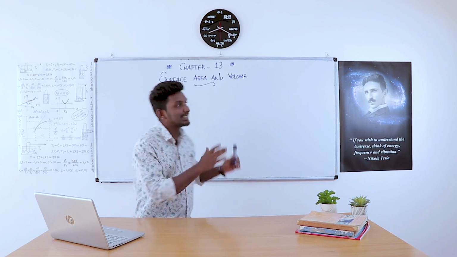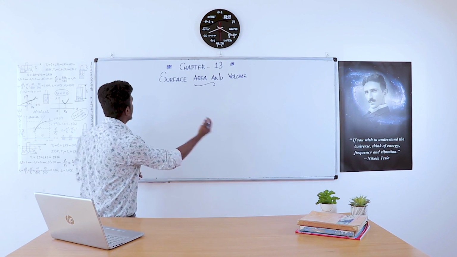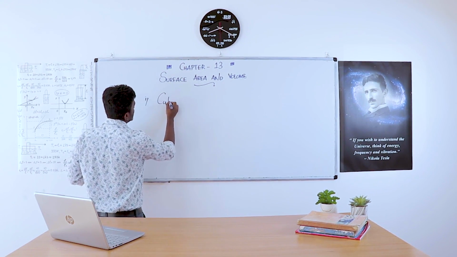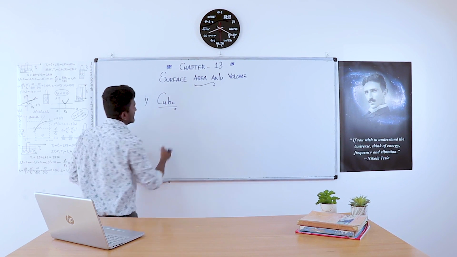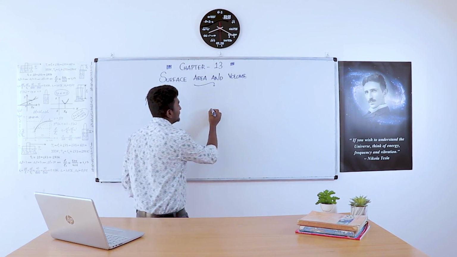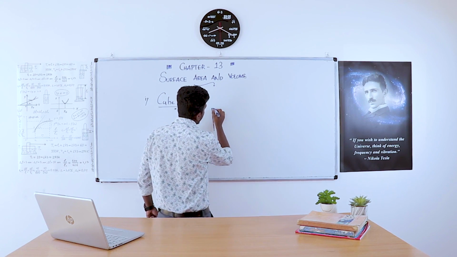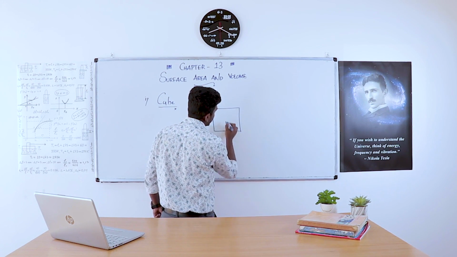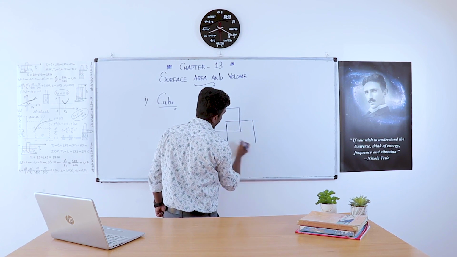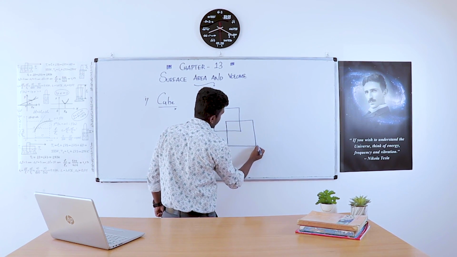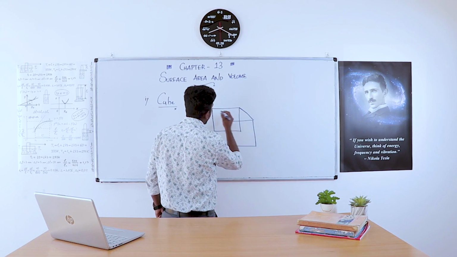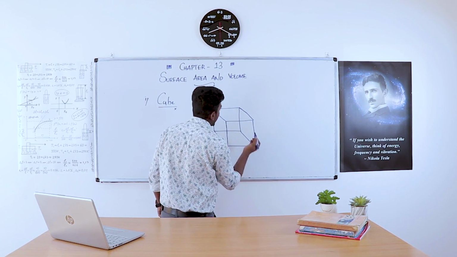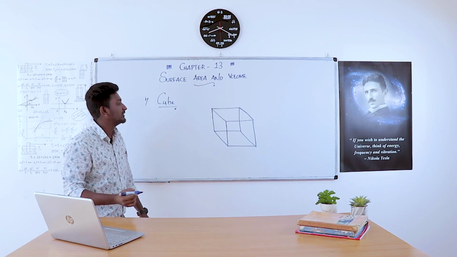So, as a first step, I am going to discuss the cube. What is the peculiarity of a cube? A cube has 6 faces, and the dimensions of all the faces are the same.